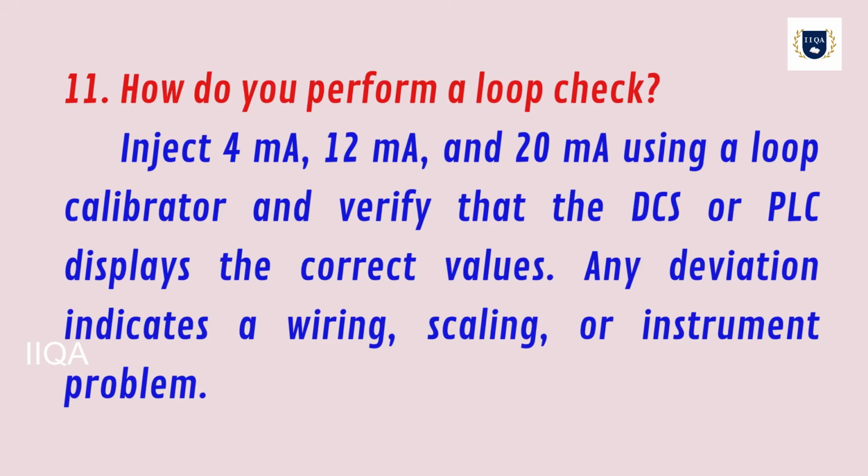How do you perform a loop check? Inject 4 mA, 12 mA, and 20 mA using a loop calibrator and verify that the DCS or PLC displays the correct values. Any deviation indicates a wiring, scaling, or instrument problem.